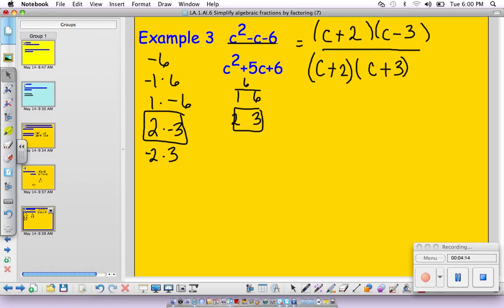Now that I have it factored, I can see if there are any common factors, and if there are, I can divide them out. C plus 2 and c plus 2 are common factors. So my final answer here is c minus 3 over c plus 3.